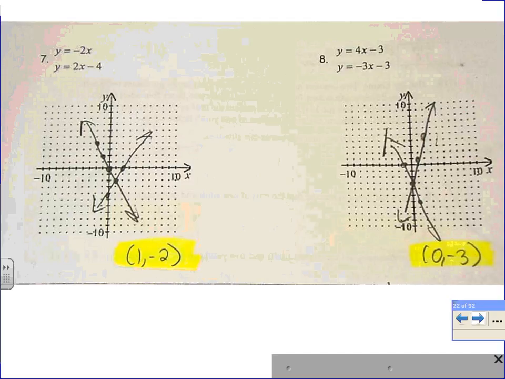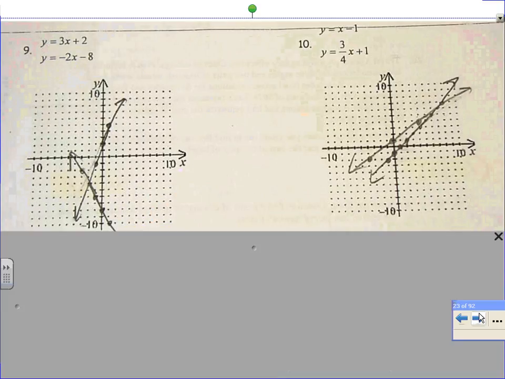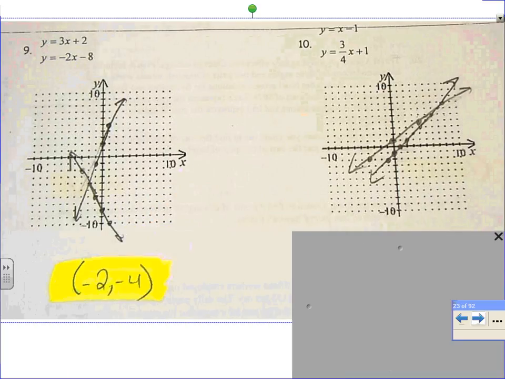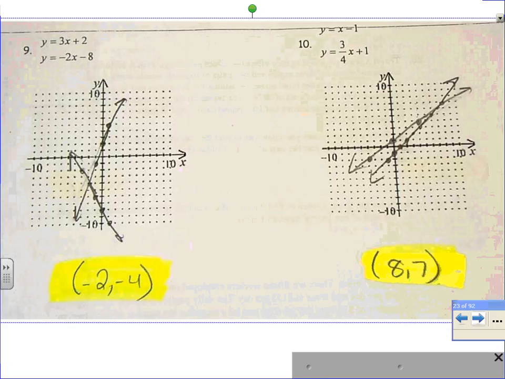Mamta, number 9. Good, negative 2, negative 4. John, number 10. Good, 8, 7. Any questions on any of those graphs?